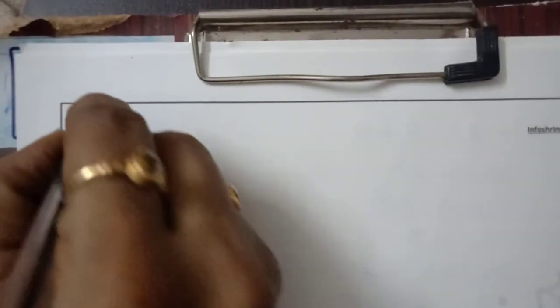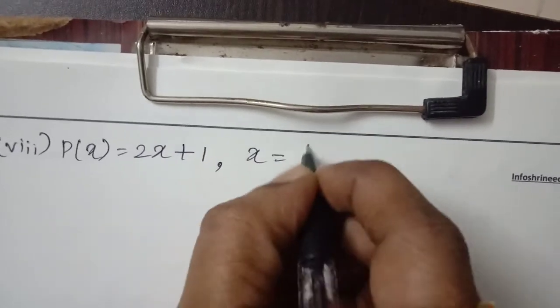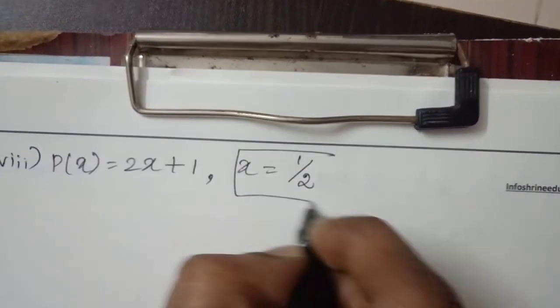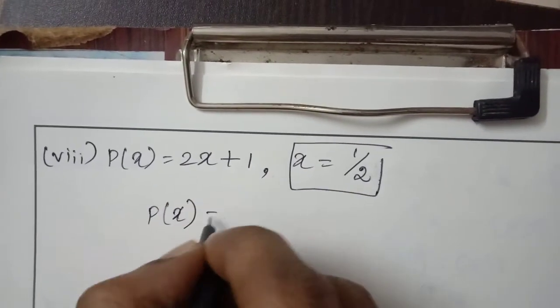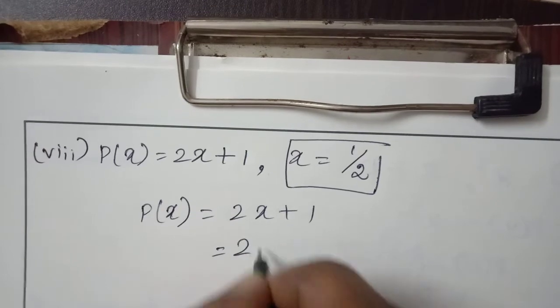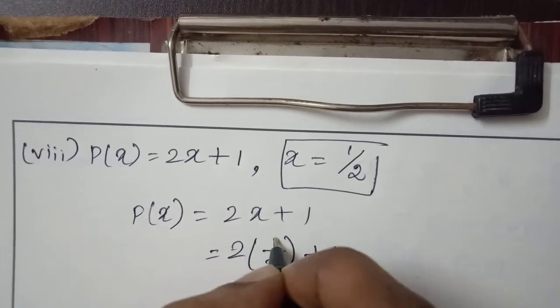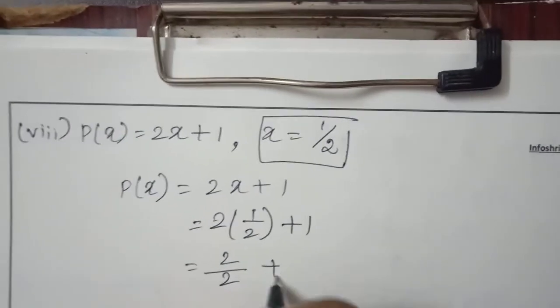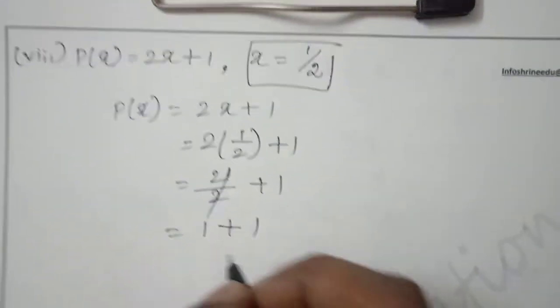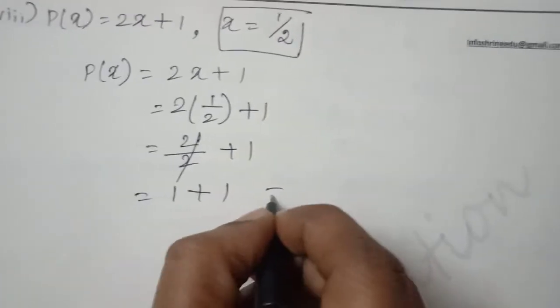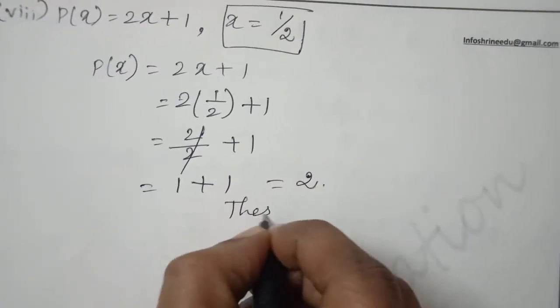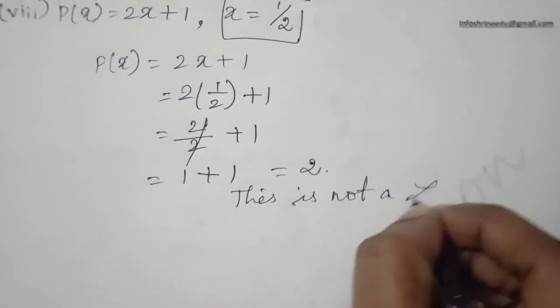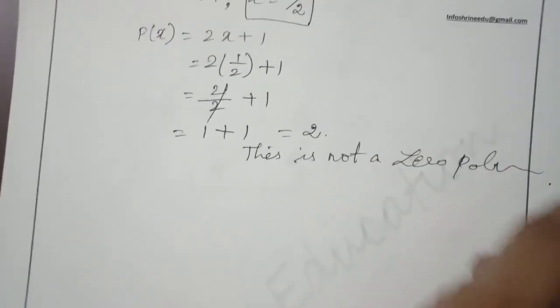Now we have the 8th one. The 8th one is p of x is equal to 2x plus 1. And the x value is given as 1 by 2. So if the x value is 1 by 2, p of x is equal to 2x plus 1. So it is 2, 1 by 2 plus 1. So 2 into 1 by 2, 2 by 2 plus 1. So you will get 1 plus 1. Therefore the answer we get is 2. So this is not a 0 polynomial.